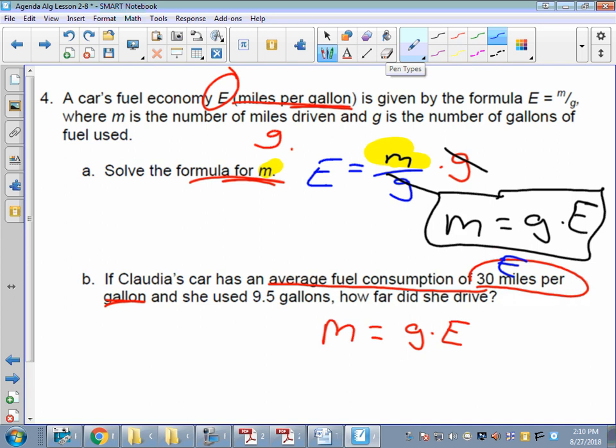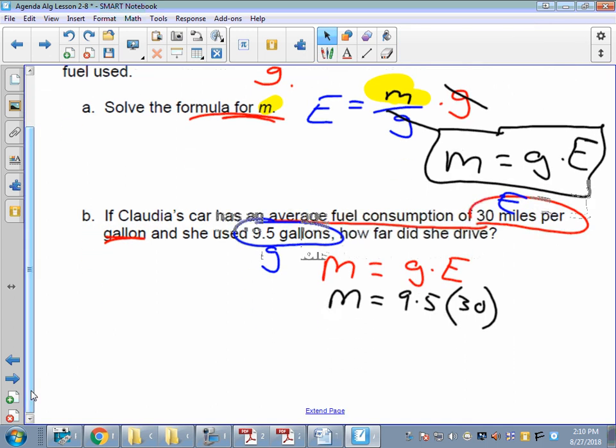And then down here it says she used 9.5 gallons. Well, that's pretty obvious that that's going to be your g for gallons. And they want to find out how many miles we're going. So now we're going to just plug those numbers in. So now I can go m equals, for g I've got 9.5, and for my capital E, I've got 30. I'm using parentheses here because I've got a decimal. I don't want to use the multiplication dot because it might mess me up, so I'm using parentheses.